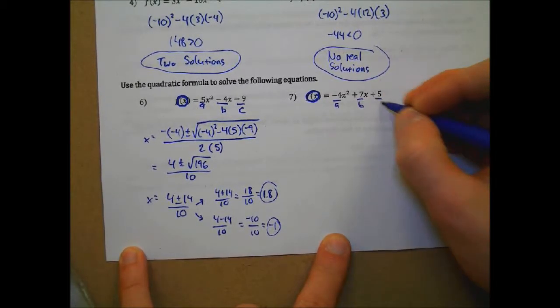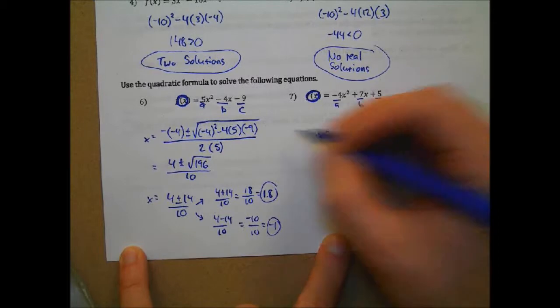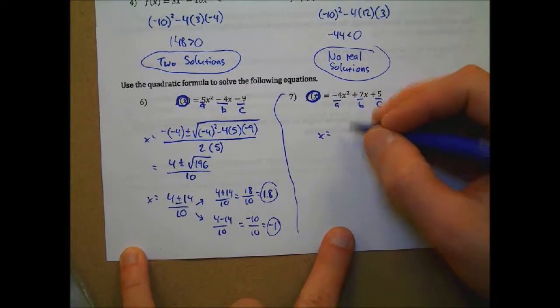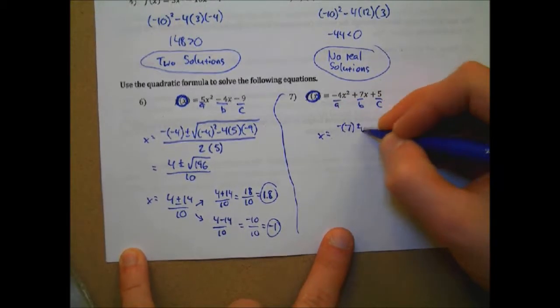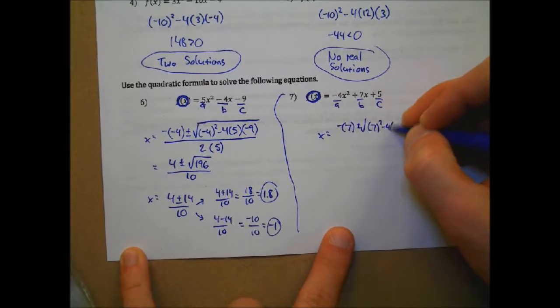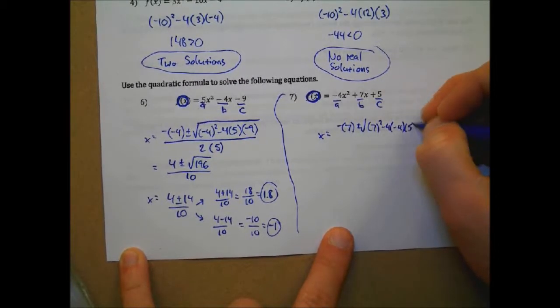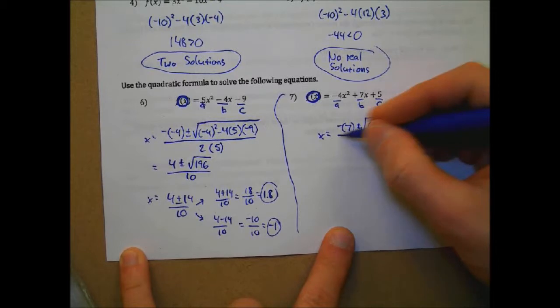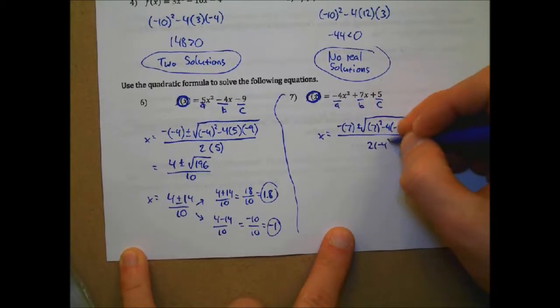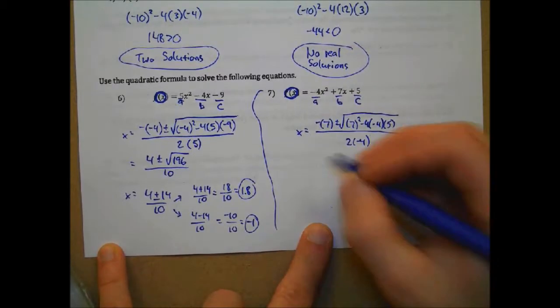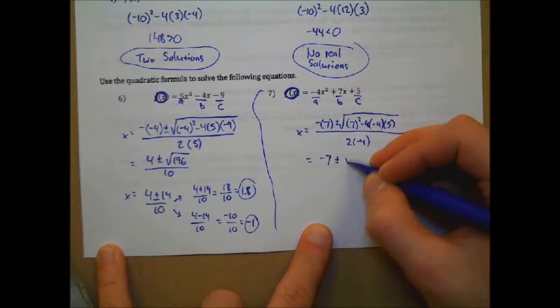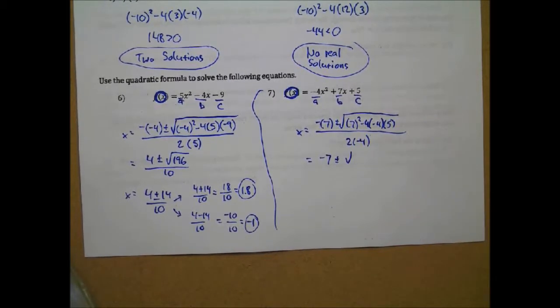Okay. So, again, quadratic formula here. X equals -7 plus or minus the square root of 7 squared minus 4 times -4 times 5, all over 2 times -4. Okay, simplify. I'll again type the whole discriminant there in my calculator.